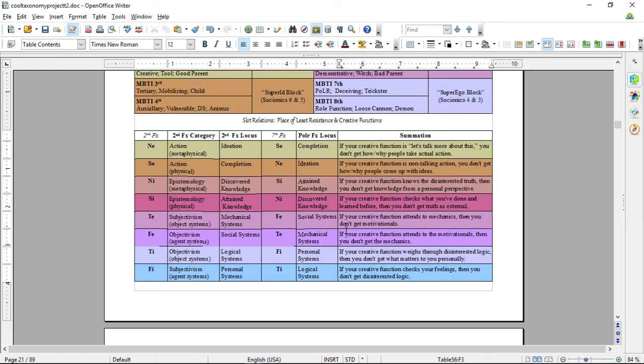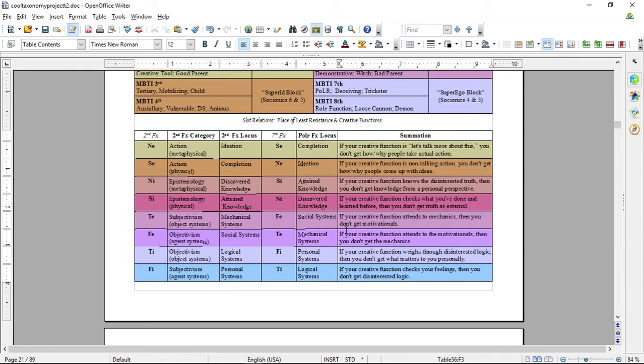The seventh function is going to be FE. You don't get social systems. If you get mechanical systems, you don't get social systems. If your creative function attends to mechanics, then you don't get motivationals. FE, objectivism is an agent system, external, social system. TE is your polar, mechanical systems. If your creative function attends to the motivationals of things, then you don't get the mechanics of them.